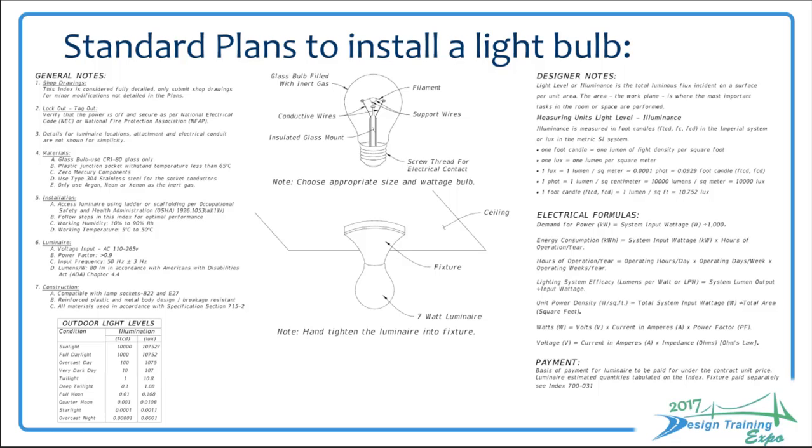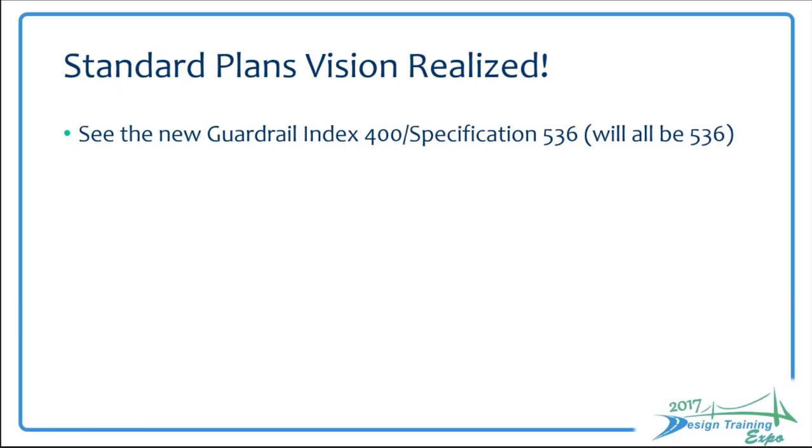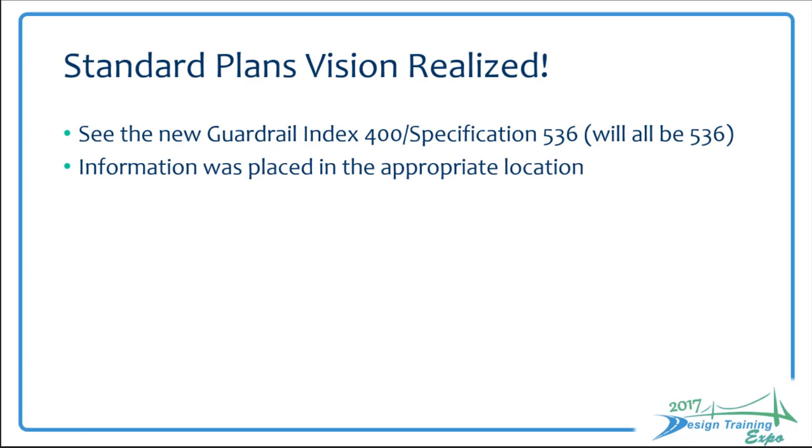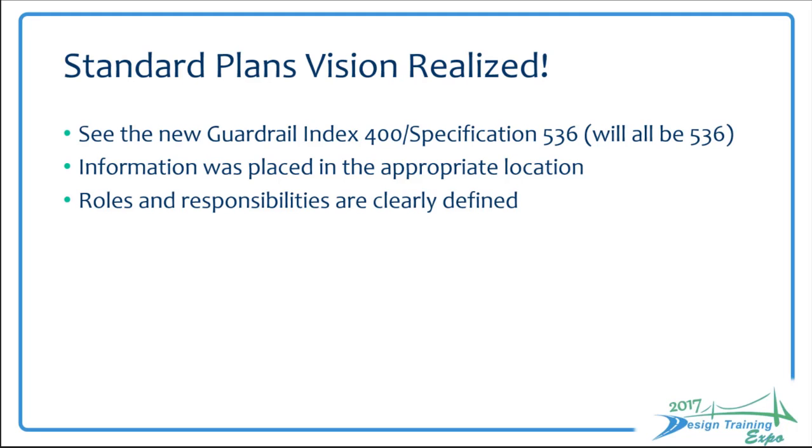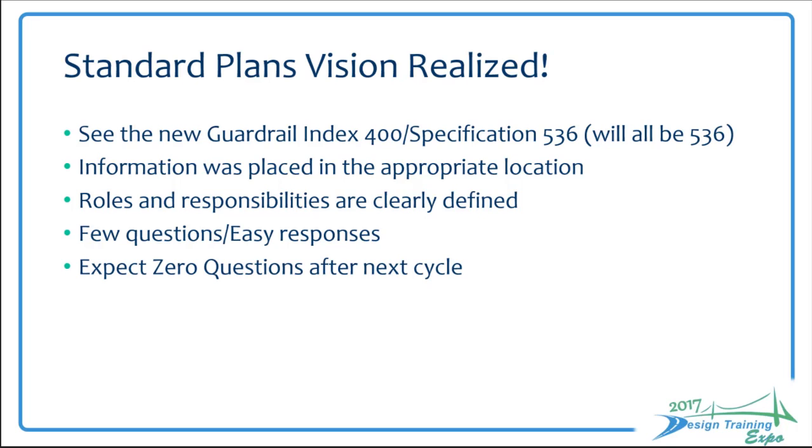And how clear is it going to be to me that I don't need to do anything else? So we've recently seen our standard plans vision realized by the release of our guardrail index 400. It will be renumbered to 536 after this new release. The information was placed in the appropriate location. The roles and responsibilities of each person are clearly identified. We've had very few questions, and the questions that we have had have been easy responses. Next cycle, we expect 0 questions.